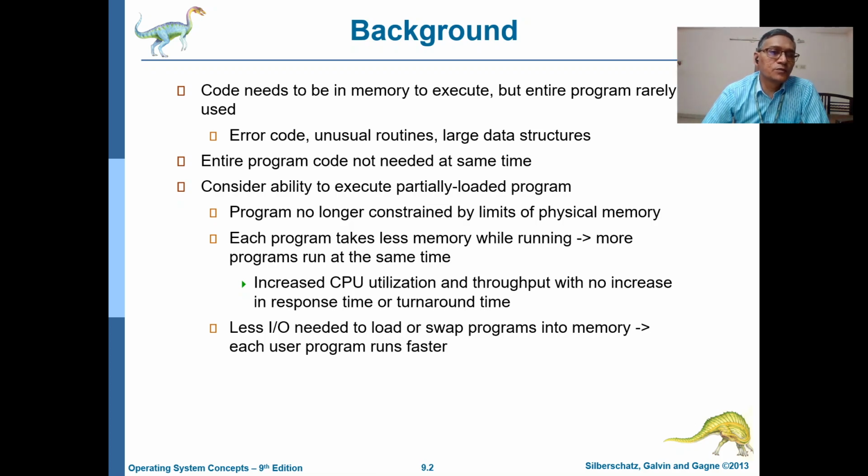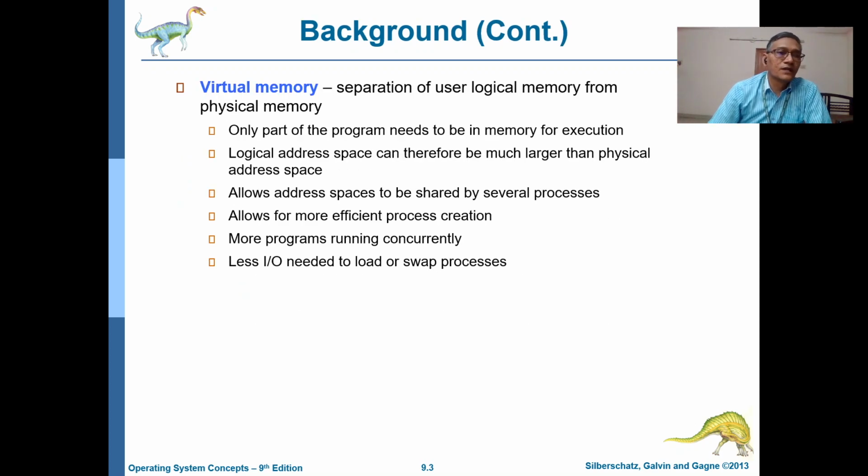In this case, each program takes less memory while running, so more programs run at the same time. In this fashion, more programs can be executed in the multi-programming concept. What is the outcome? Increased CPU utilization and throughput with no increase in response time or turnaround time. The response time and turnaround time will be lesser, so that CPU utilization is increased. Less IO is needed to load or swap programs into memory, so each user program runs faster.